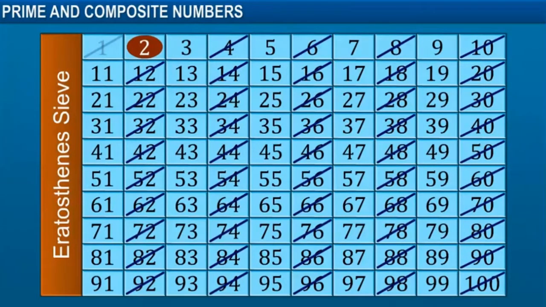Now 2 into multiples, അതായത് 2 into 2, 4, 2 into 3, 6, 2 into 4, 8, 10, 12, 14. Okay, so like that till 100, all the multiples of 2 multiply ചെയ്ത് കിട്ടുന്ന നമ്പേഴ്സും. സോ അതാണ് ഇവിടെ കട്ട് ചെയ്തേക്കുന്നത്. അതായത് 4, 6, 8, 10, 12, 14, 16, 18, 20. Okay, so like that till 100.